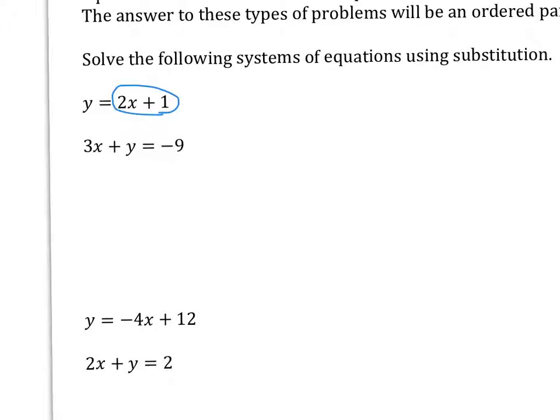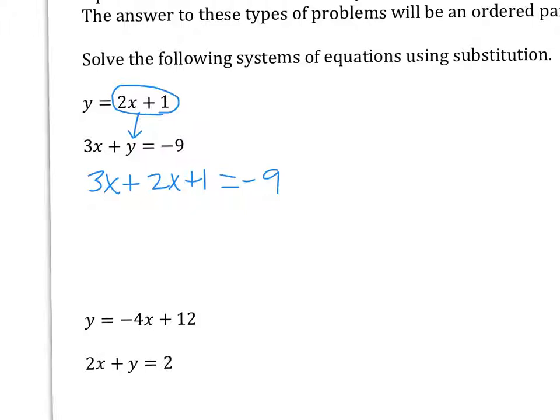And when I go into my second equation, where I see y, I'm going to substitute that expression in for y, because y and 2x plus 1 mean the same thing. If they equal each other, if we put them on a balance, they would weigh the same. They'd be the same thing, right? So I'm going to substitute that in for y, and so what I have is 3x plus 2x plus 1, so I've inserted that expression in for y, equals negative 9.